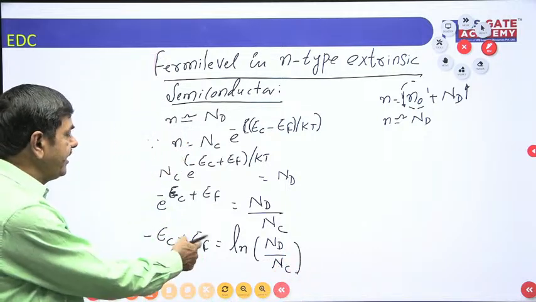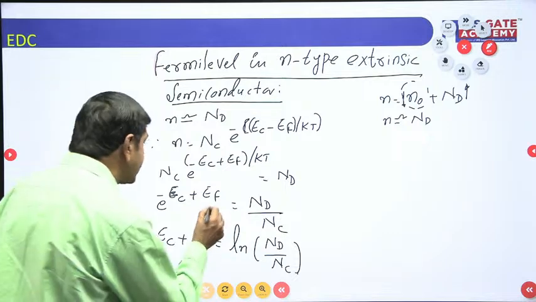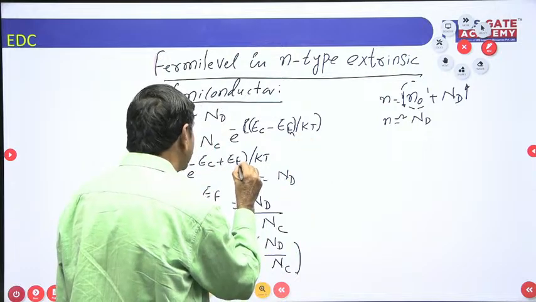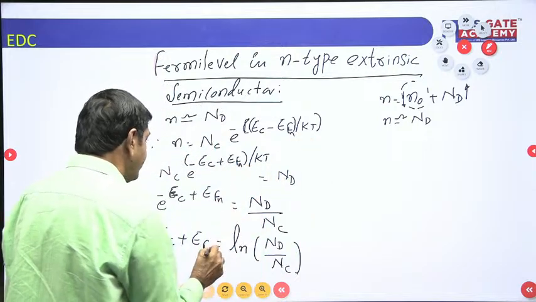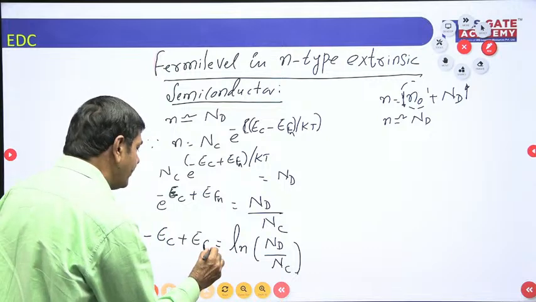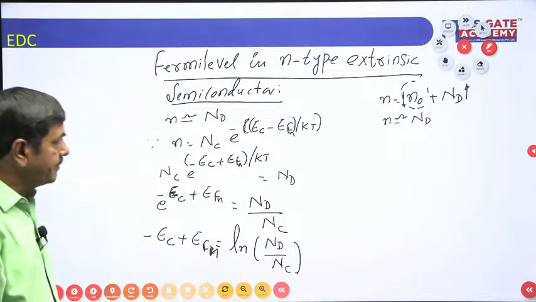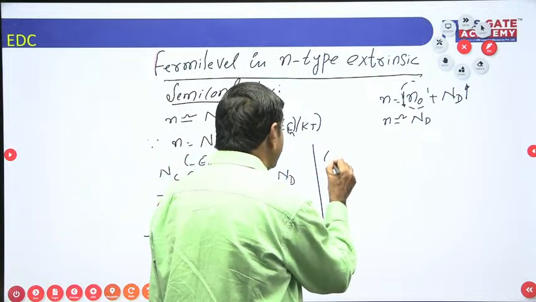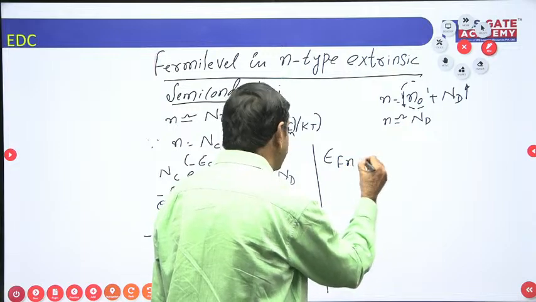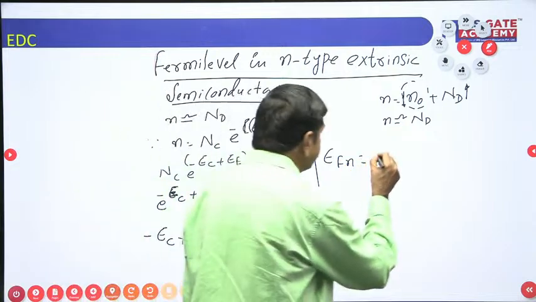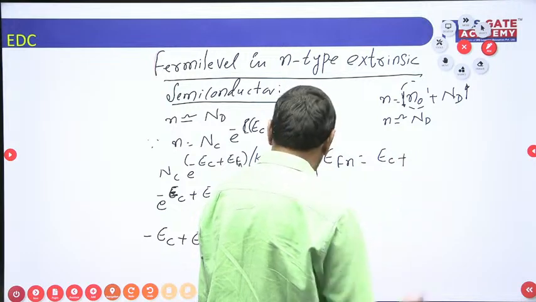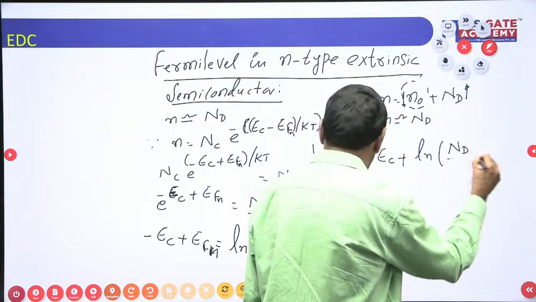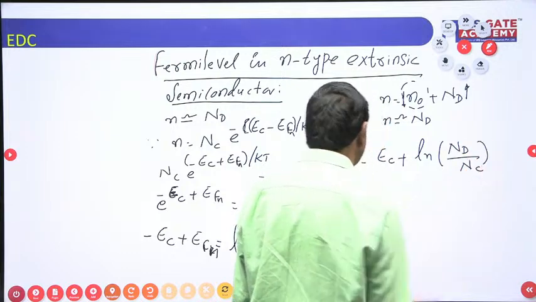And what is EF? EF means Fermi level in n-type extrinsic semiconductor. If you want to write clearly, EFN also we can write, no problem, otherwise you can leave it as it is. Fermi level in n-type extrinsic semiconductor. And finally I wish to find what is EFN. EFN is nothing but EC plus ln of ND by NC we can write now.